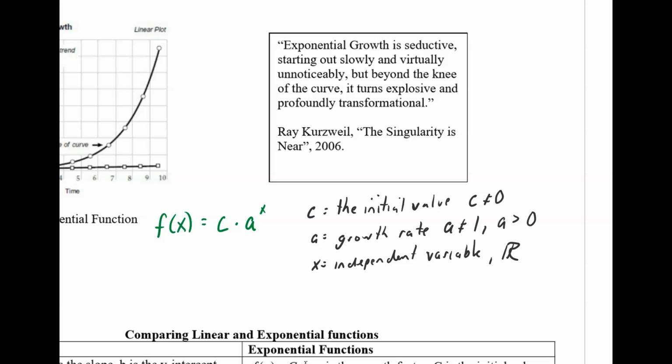So there's basically two places that a can be. It can be between 0 and 1, or it can be greater than 1. And those are going to be the two different kinds of exponential curves.